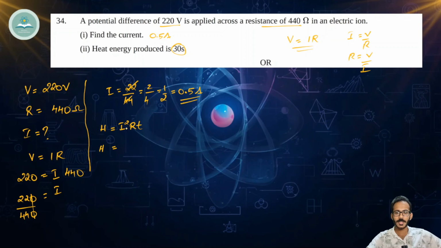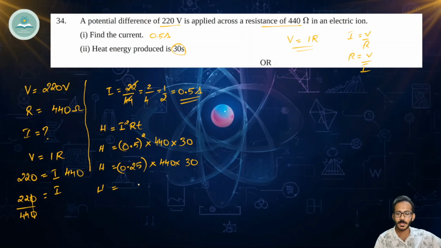H is equal to I square. I is 0.5 whole square, into resistance. Resistance is 440, into time given is 30 seconds. You have to multiply everything. H is equal to 5 5s are 25, it will be 0.25 into 440 into 30.